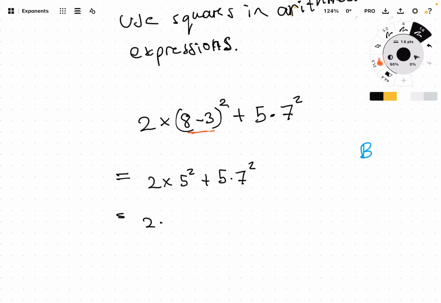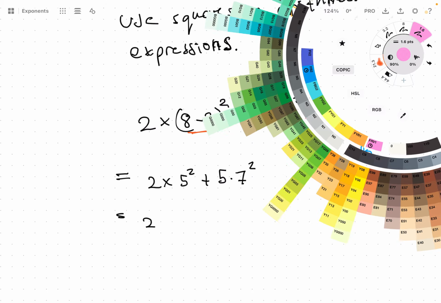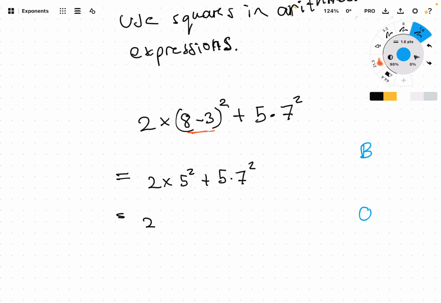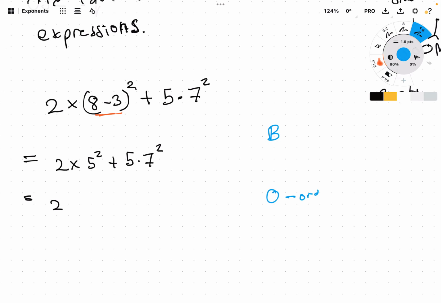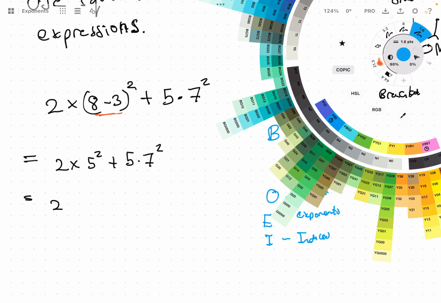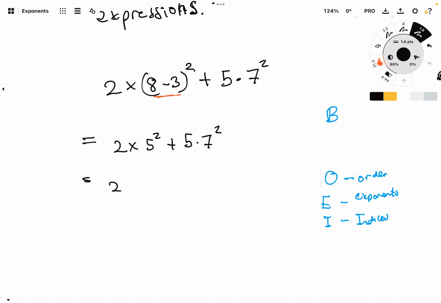And 5 squared is 25. Sorry, let's slow down. Once I get to that, I check if I have any more brackets left, and I don't, so I go to the next part, which is order, or if it's E, it's exponent, or you have I for indices. Whichever letter you use doesn't matter, they all mean the same thing, they all mean the power. So squaring is a power, so you do that first. 2 times 25, 5 times 49.